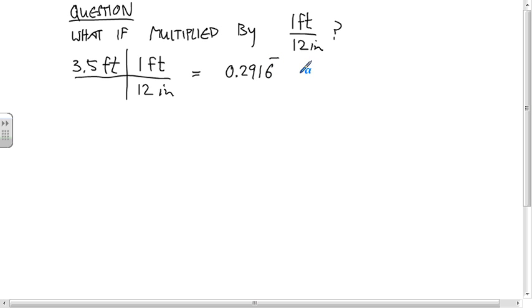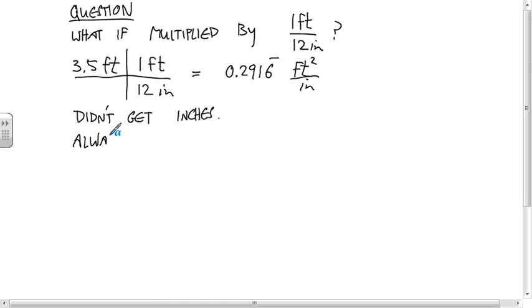0.2916 repeating feet squared per inch. And there's actually nothing wrong about that. This really is a valid unit for length. You could do your measurements in feet squared per inch. The problem is that's just not what we're looking for, right? The question asked you to express it in inches. And in this case, we didn't get inches for our answer.